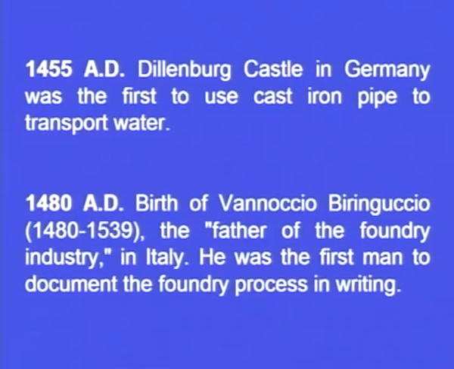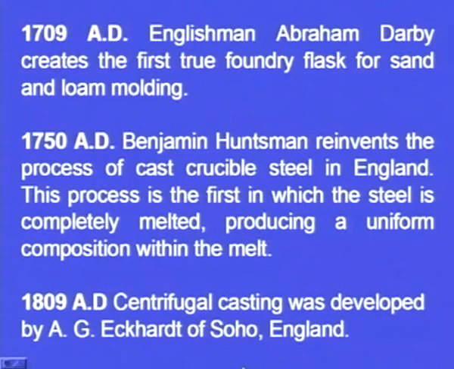During 1480 AD, the birth of Venusio took place. He was considered the father of the foundry industry. He was born in Italy and he was the first person to document the foundry process in writing. And in 1709 AD, Englishman Abraham Darby created the first foundry flask for loam molding. In 1750 AD, Benjamin Huntsman reinvented the process of cast crucible steel in England. This process was the first in which steel was completely melted, producing a uniform composition within the melt.